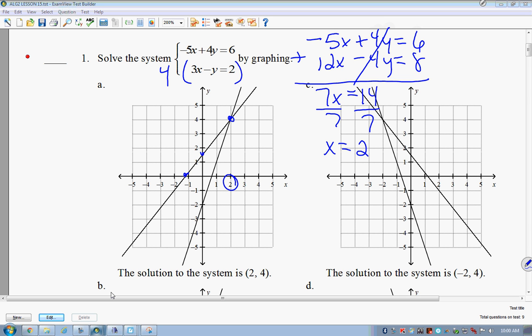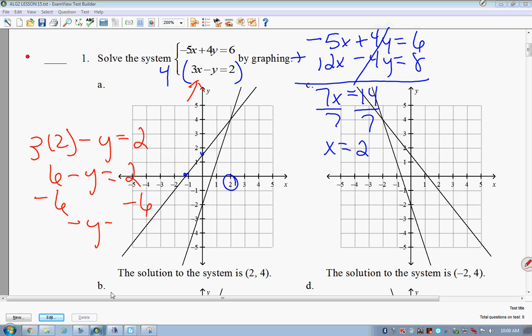Now, to get the y-coordinate where they cross, because I don't actually know this yet, I plug in my x. I'm going to plug it into that equation there. 3 times 2 minus y equals 2. 6 minus y equals 2. Subtract 6. I get negative y equals negative 4. y equals 4. So that spot right there is going to tell me where the solution is. Does that make sense?